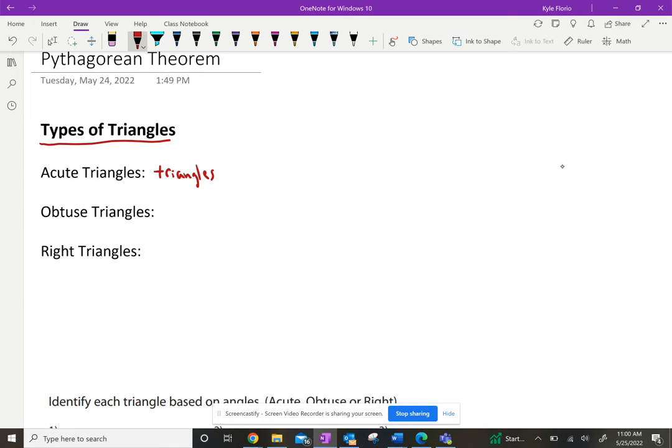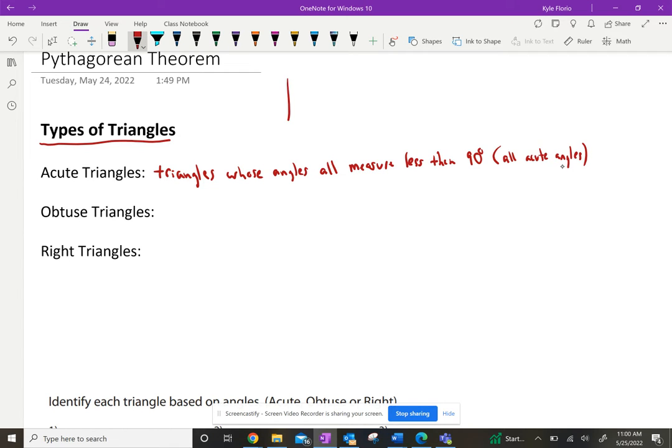So triangles whose angles all measure less than 90 degrees. They're all acute angles. So acute angles are just angles that are smaller than 90 degrees.